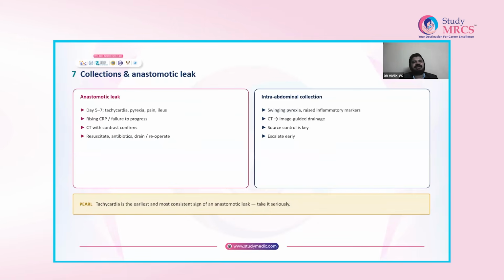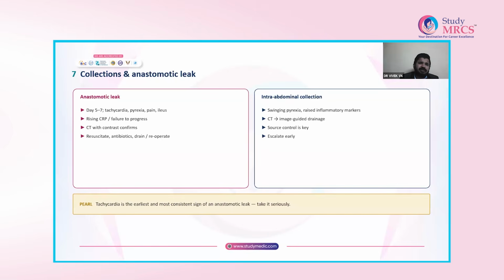So regarding collection and anastomotic leak, any patient who underwent some gastrointestinal anastomosis can develop an anastomotic leak. That usually manifests on post-operative day 5 to 7. The patient has tachycardia, pyrexia, pain, and ileus. So how will you suspect an anastomotic leak? If the patient is deteriorating clinically, or if the patient's total count or C-reactive protein is rising in the post-operative period, you have to suspect an anastomotic leak.